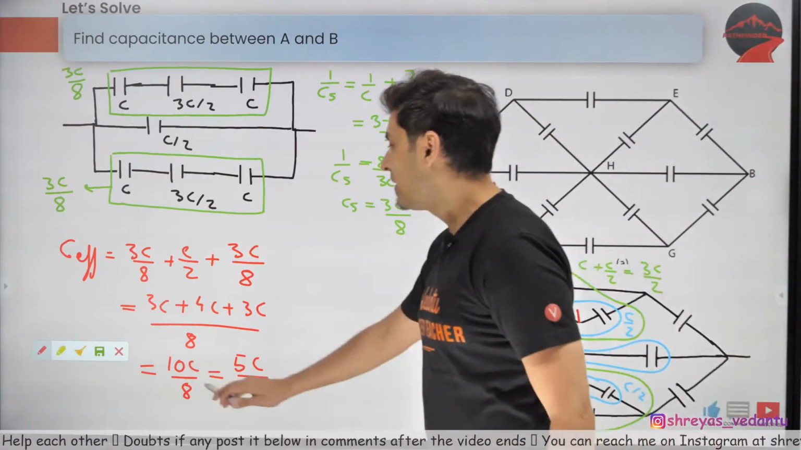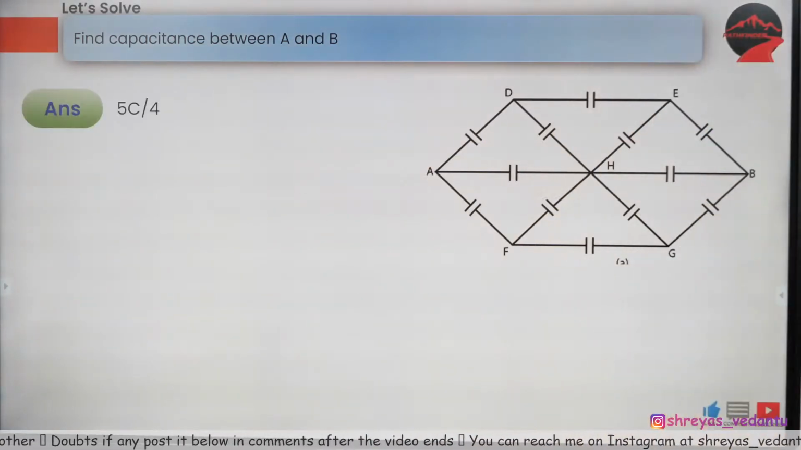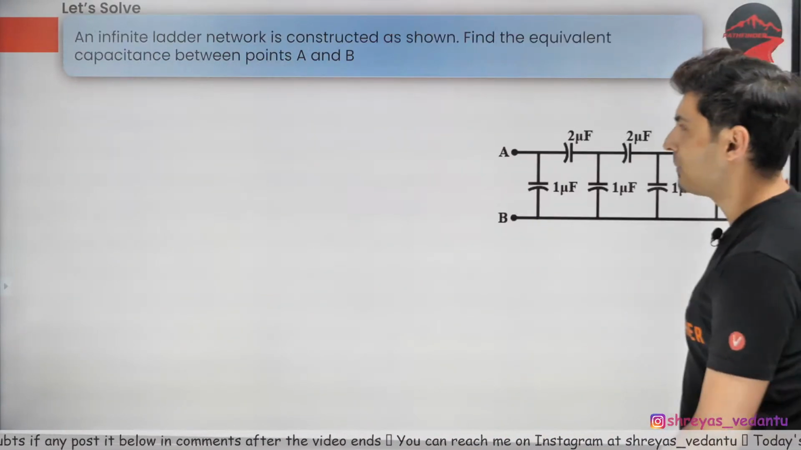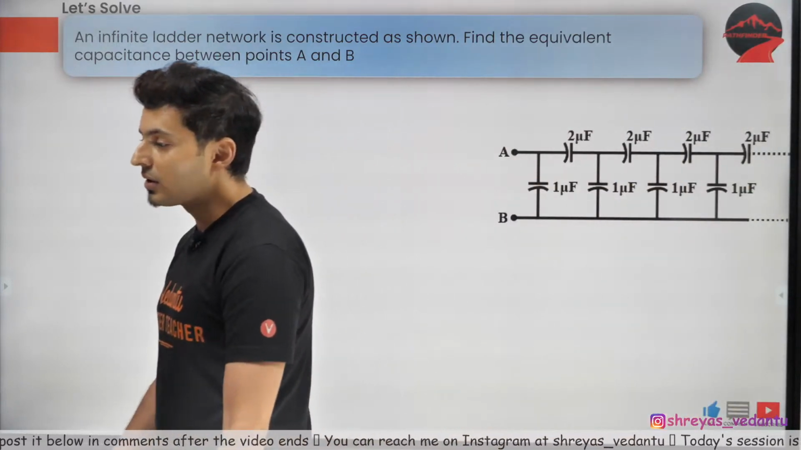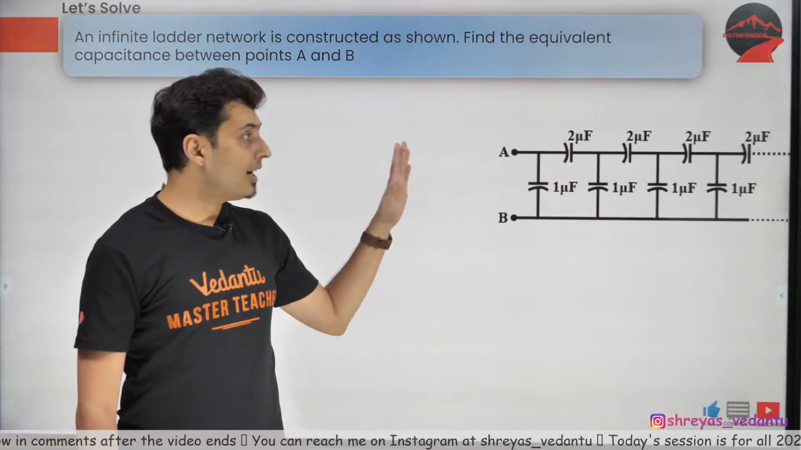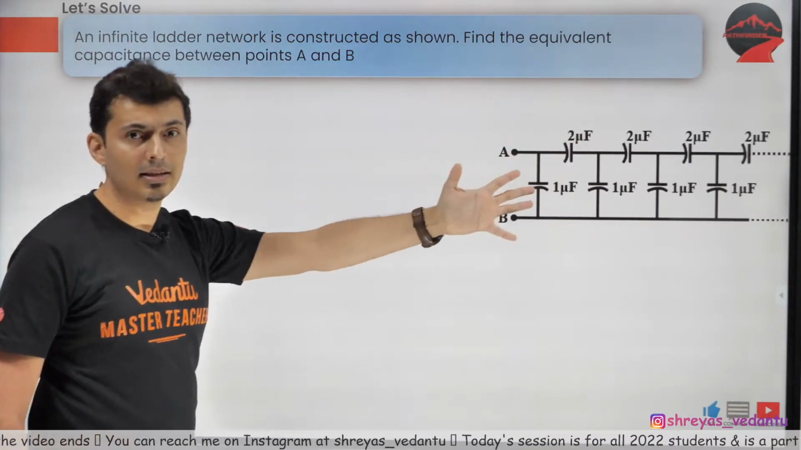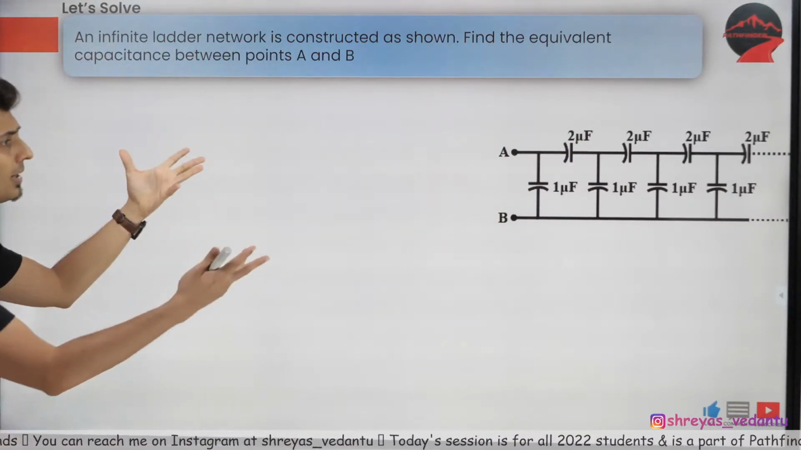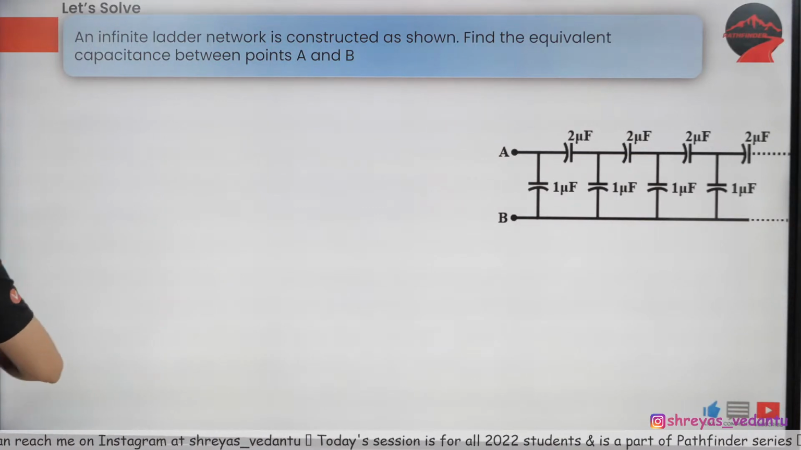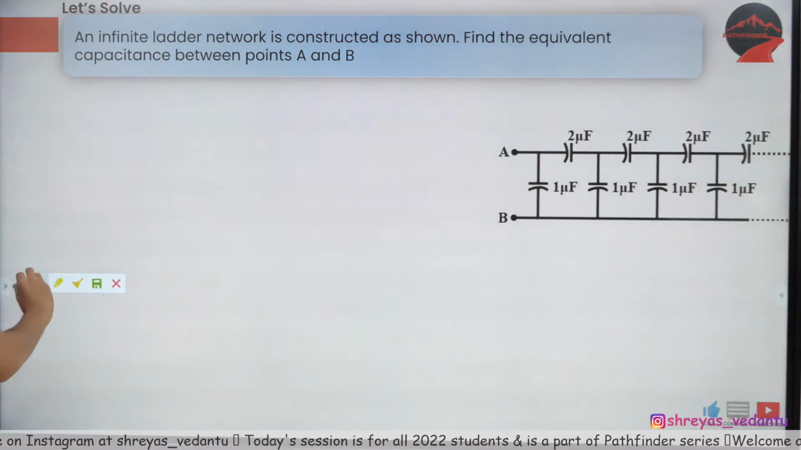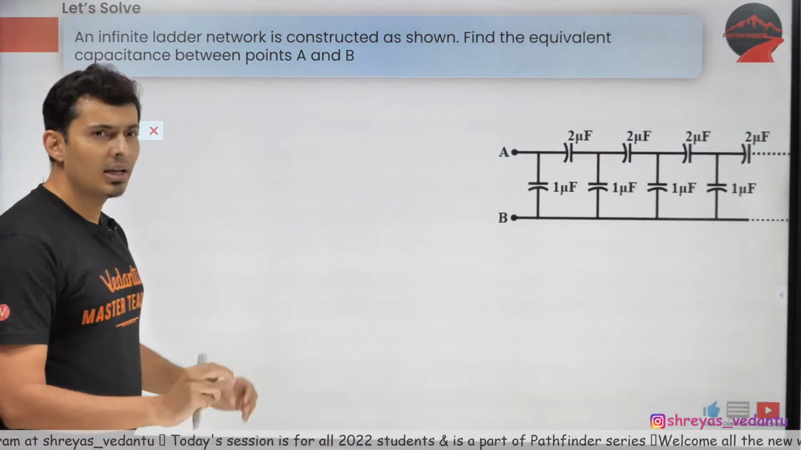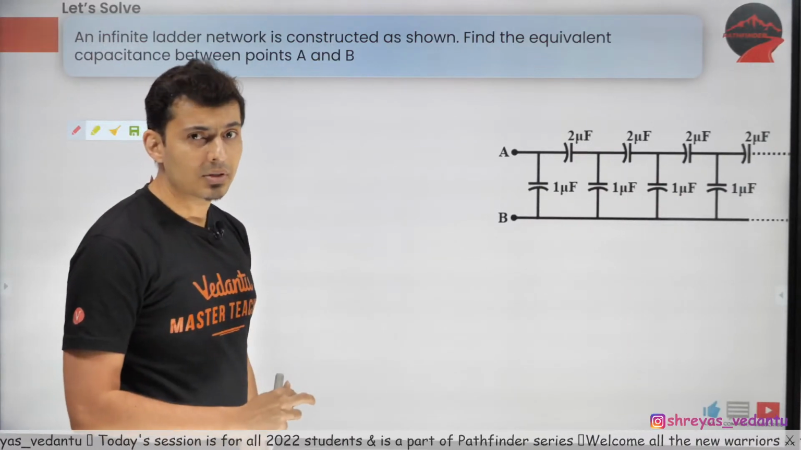Okay, so this was completely based on symmetry and series and parallel. I'm pretty sure this has opened up your mind, and this is also a very standard question where you have infinite capacitors or infinite resistors in series or parallel or some combination, and then you have to find what is the equivalent capacitance or resistance. Okay, I'll tell you the logic for solving these questions.